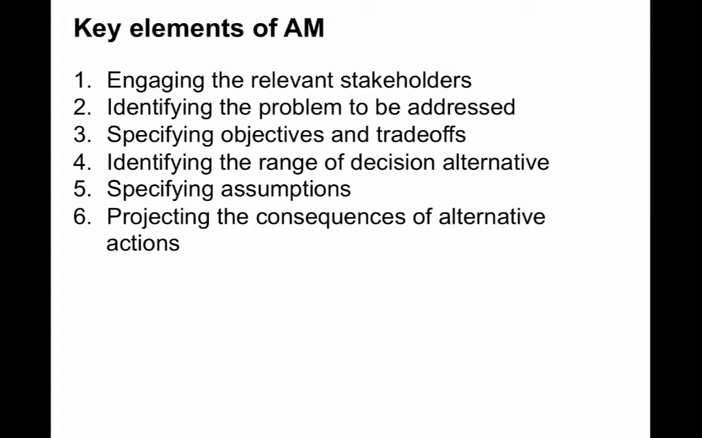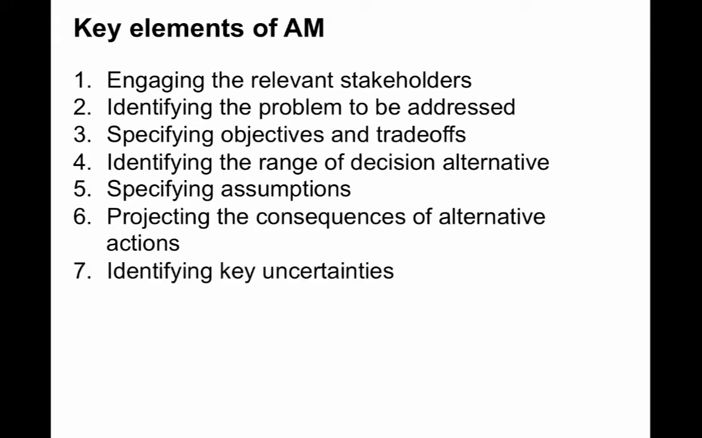Six, we need to try and project and map out the possible consequences of our alternative actions. So here, these are things that, as part of the adaptive management process, we will then try to test and see whether these alternative actions are going to have a different outcome than our intended management plan.